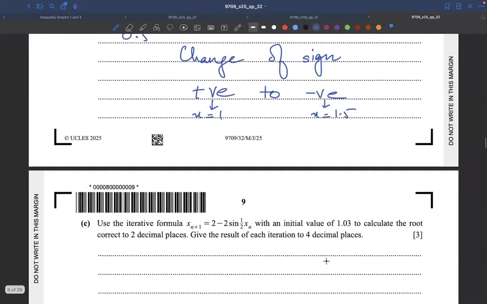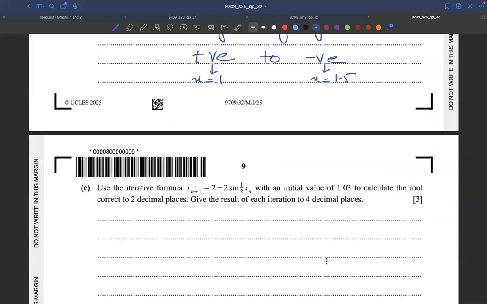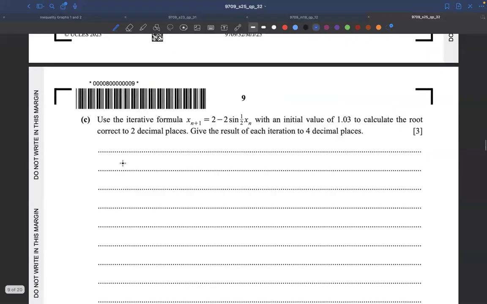Now in part C, it says use the iterative formula with an initial value of 1.03 to calculate the root correct to two decimal places. So this is the easiest step. All we have to do is substitute the first value. We know that is 1.03. So that will be 2 minus 2 sine of half into 1.03. Now substituting this in the calculator, we'll get 2 minus 2 sine of 1 upon 2 multiplied by 1.03. Close the bracket. And the first answer is coming out as 1.0149.